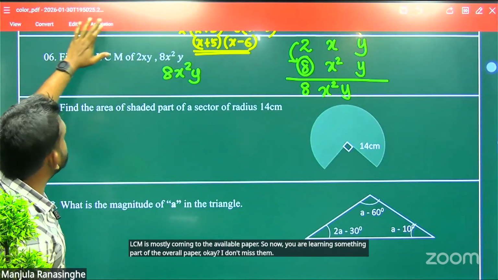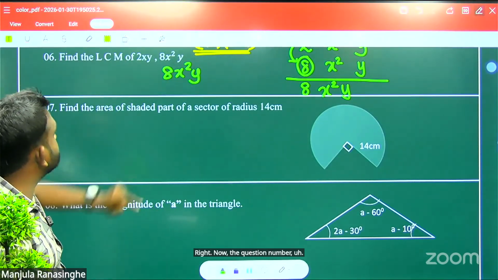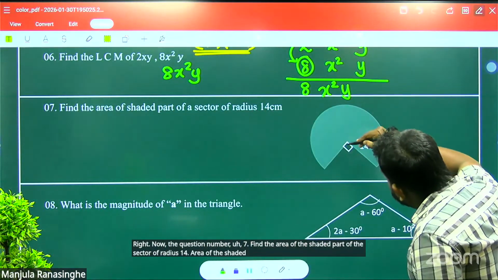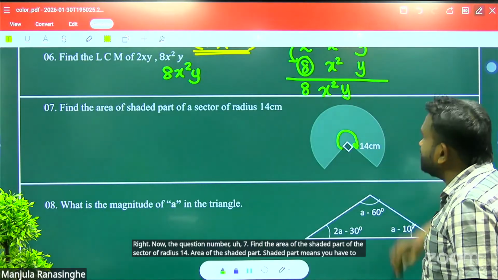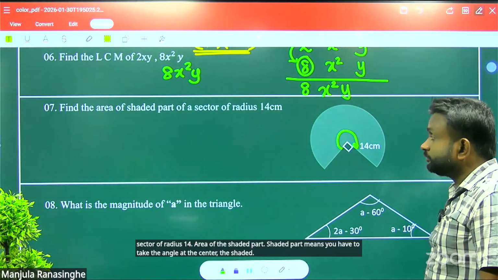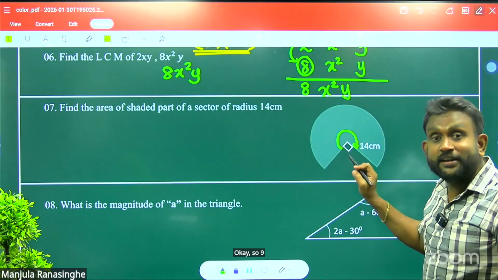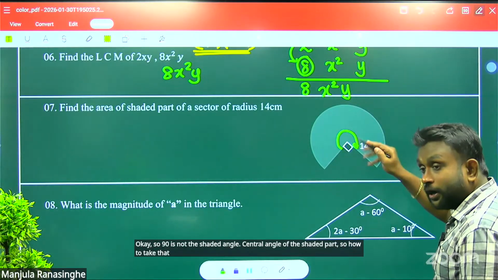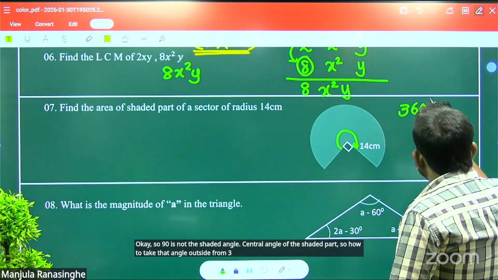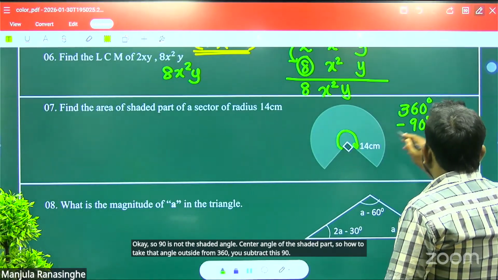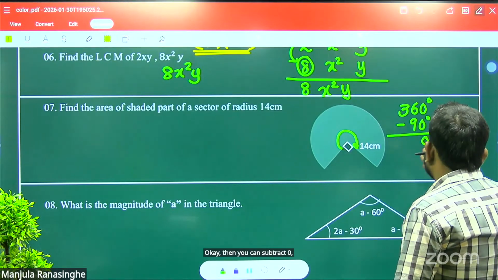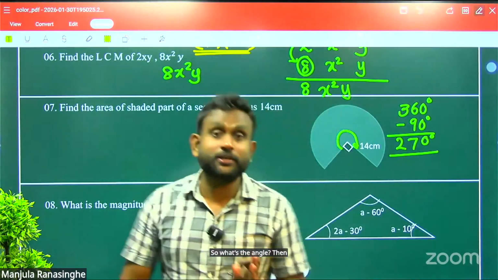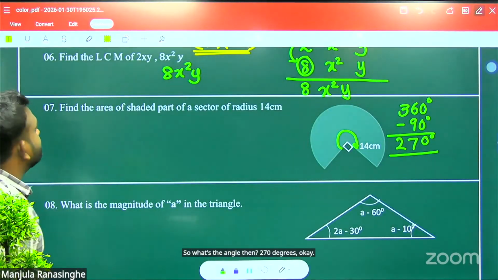Now question number 7. Find the area of the shaded part of a sector of radius 14. For the shaded part, you have to take the center angle of the shaded part. 90 is not the shaded angle. So to get that angle, from 360 you subtract this 90. That gives 270 degrees.